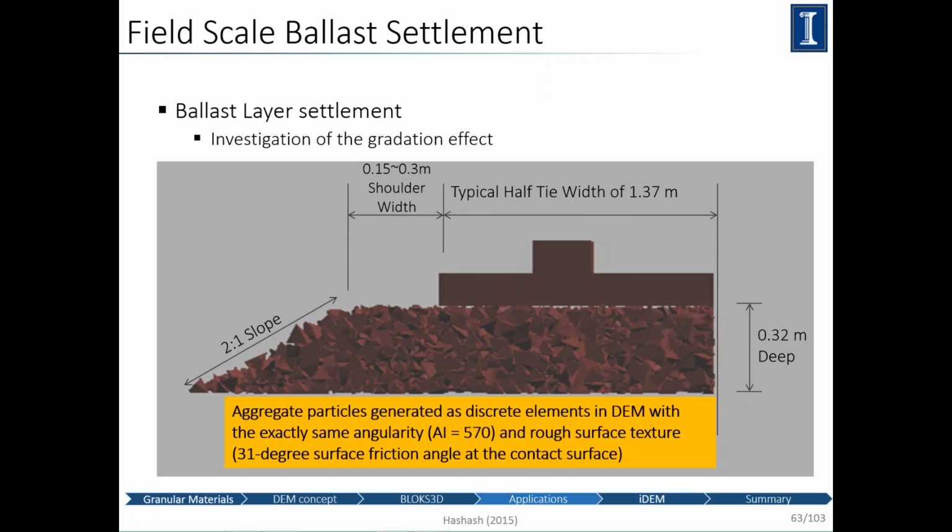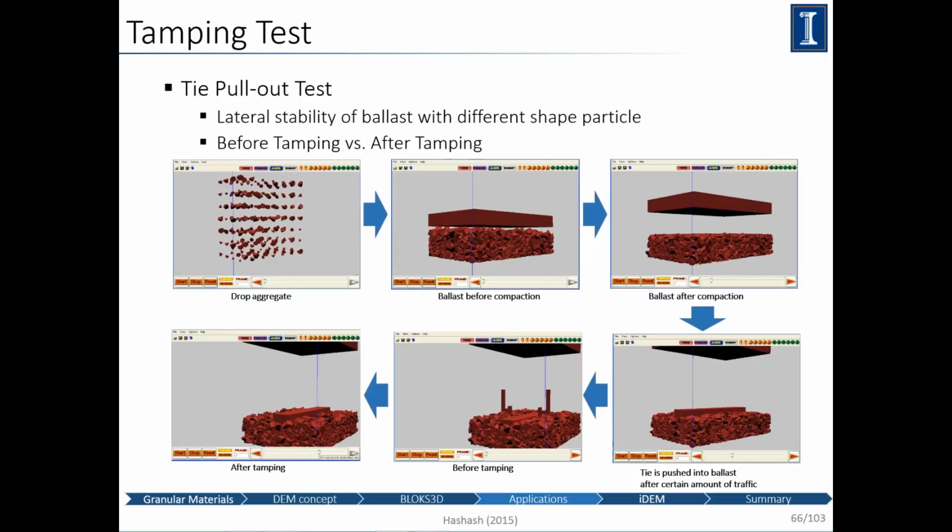This is, again, showing a half section simulation of the particles in DEM. And then the procedure of how we, in fact, do this. So first, you have to develop your pile of granular material, then you have to compact it, and then you put your railroad tie there.